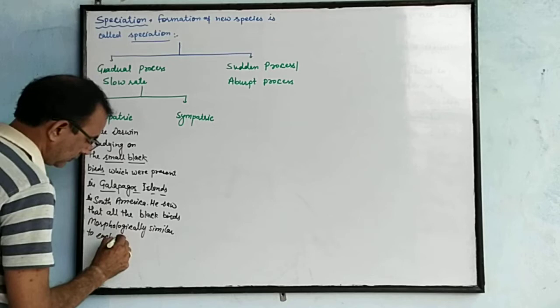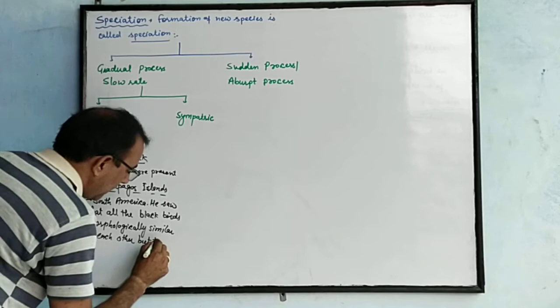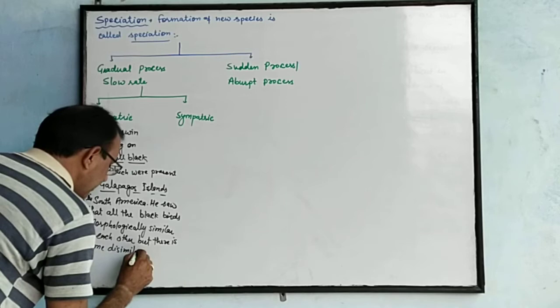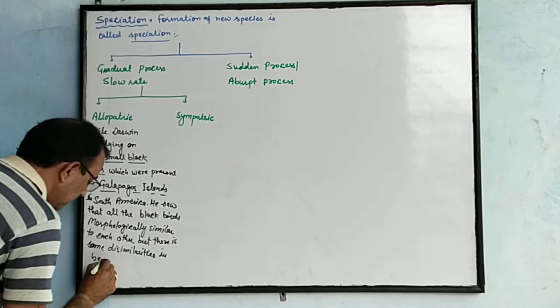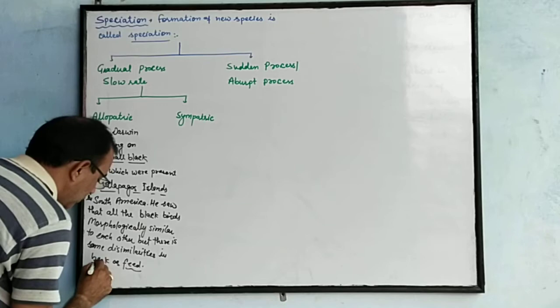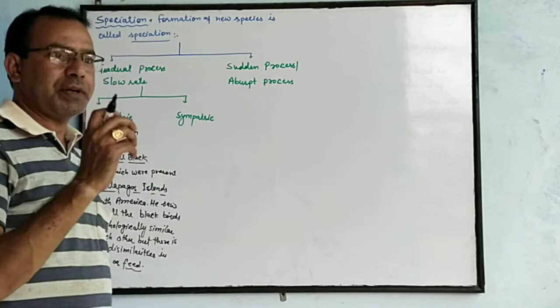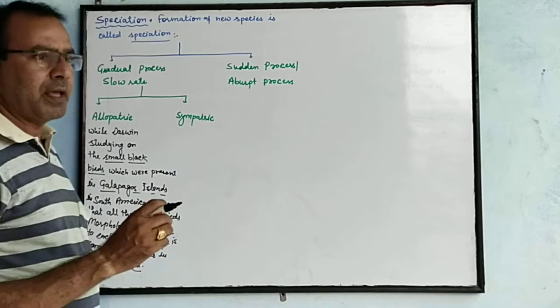But there are some dissimilarities in beak or feet. Means, on the basis of the type of food they were gaining, there was a difference in their beak. For the grain eater, or you can say the herbivore seed eater, the blackbird's beak was very wide and tough, whereas the flesh eating birds have a small or thin beak. This is the major difference.